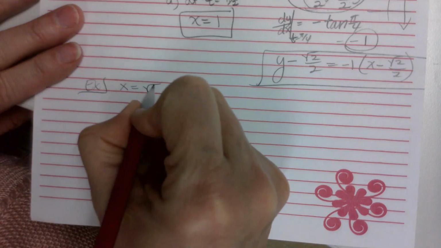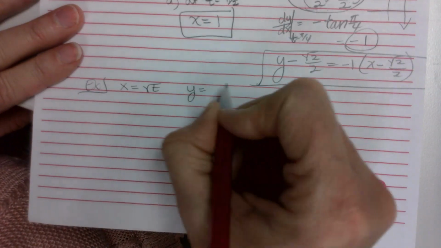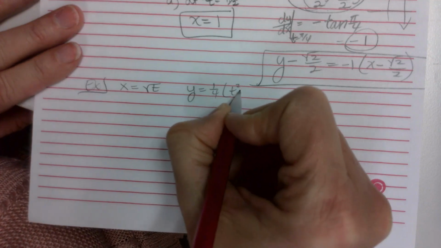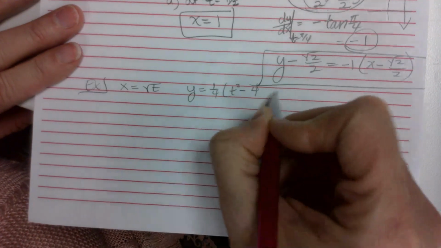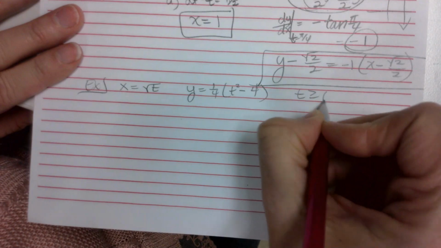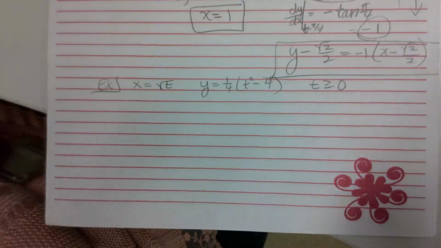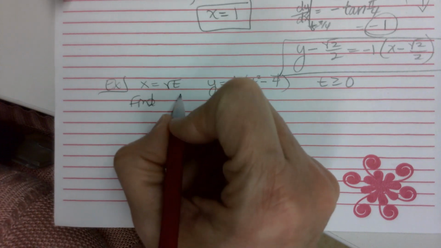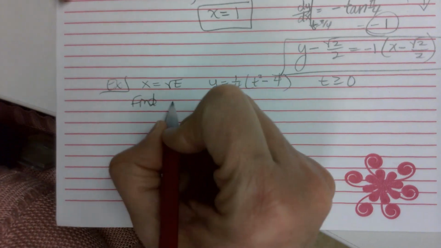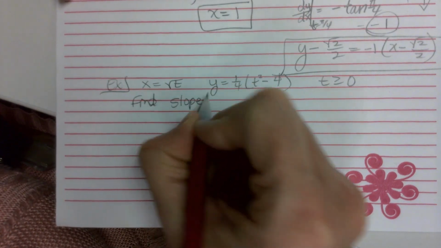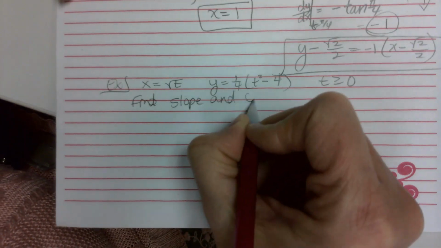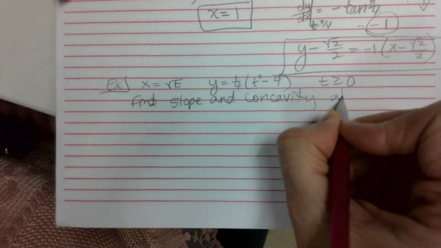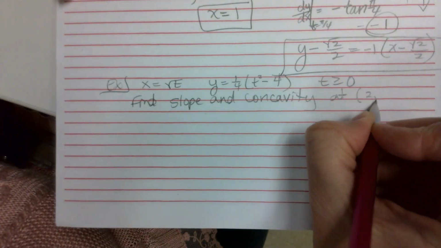x equals square root of t, y equals 1/4 t squared minus 4. Find dy/dx. Oh no, find slope and concavity at the point (2, 3).